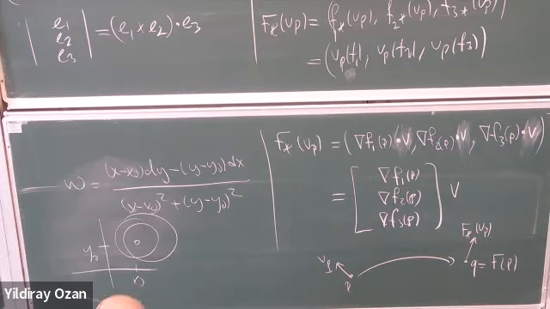Yani neymiş? Fonksiyonlar noktaları taşıyor. Türevleri de, Jacobian'ları da o noktalardaki vektörleri taşıyor.